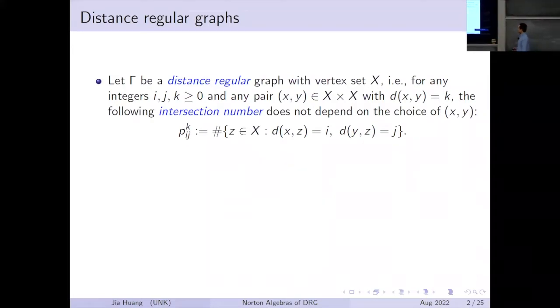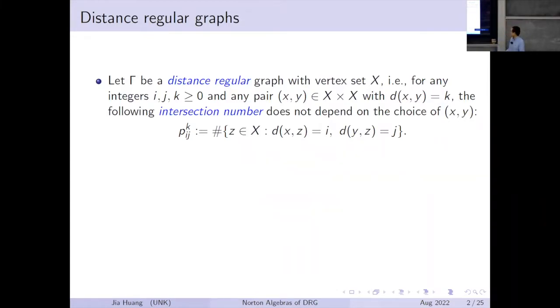Let's begin with a distance regular graph, gamma, with vertex set X. The requirement is that for any triple of non-negative integers i, j, k, we pick any pair of vertices x and y at distance k from each other, and the number of vertices at distance i from x and distance j from y is called p_ijk, and that doesn't depend on the choice of x and y. That's called the intersection number.